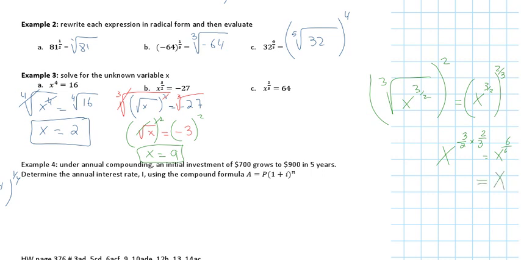My whole point, when I'm solving for a variable, I want it by itself. Okay? So if I have it to the power of 3 over 2, to get rid of that power in one step, I can just raise it to the power of the reciprocal.